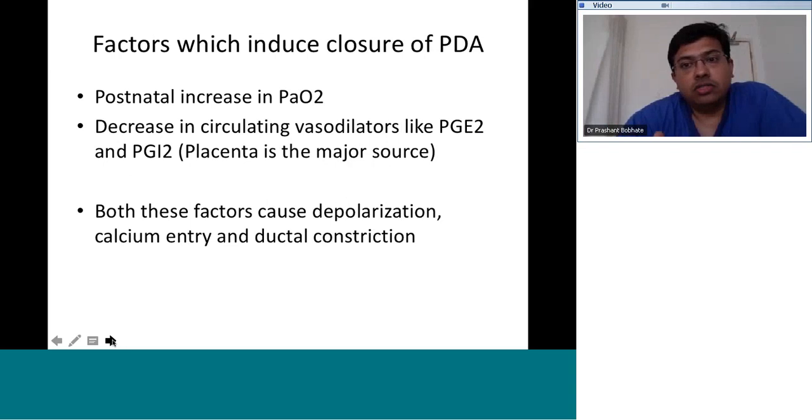So what induces the closure of the PDA after birth is an increase in the PaO2 and a decrease in circulatory vasodilators such as PGE2 and PGI2, for which the placenta is a major source. Both these factors cause depolarization, calcium entry, and ductal constriction. As we all know, the functional closure of the ductus occurs early, within the first 48 to 72 hours. The actual anatomical closure might take a long time, but what we are worried about is the functional closure of the PDA.